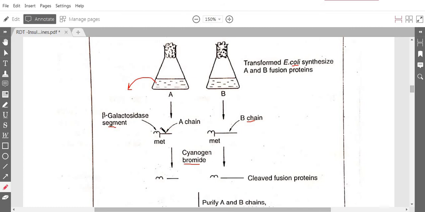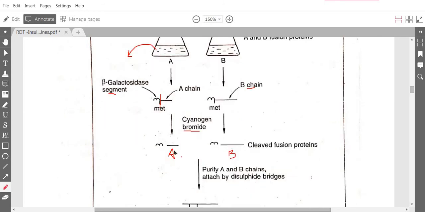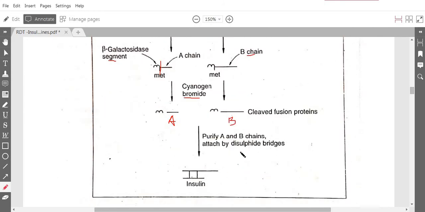As a result, they will cut this methionine segment. As a result, this beta galactosidase together with the methionine will be eluted out. Only the A chain will be available, and simultaneously this beta galactosidase plus the methionine segment will be eluted out. Only the B chain will be present. So we need to purify this A chain and B chain, and then we can artificially make the disulfide bridge between the A chain and B chain.